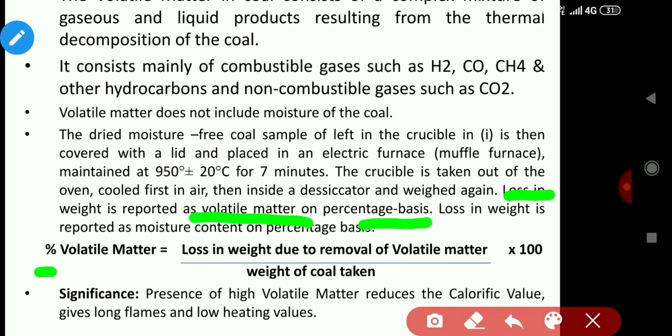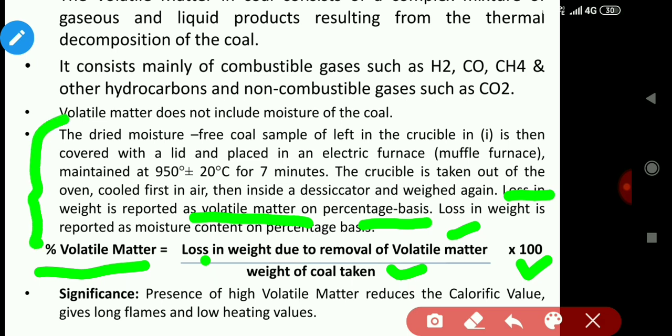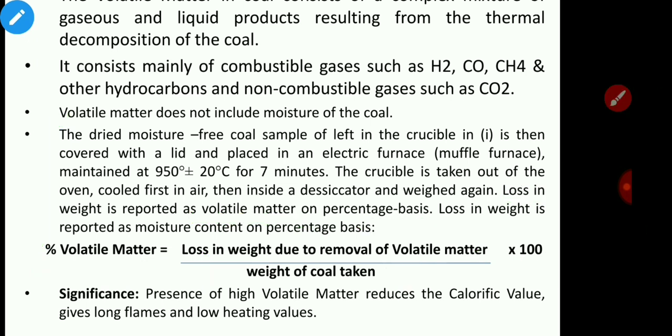सो कैसे फॉर्मूला क्या हो जाएगा, percentage of volatile matter is equal to, again it is a similar formula, loss in weight due to removal of volatile matter upon weight of coal sample taken into 100. So here after the removal of moisture content you have to take the weight of that particular sample as the initial weight, और final weight जब आपने ये कर लिया, पूरा इस प्रोसेस को कर लिया, तो जो फाइनल वेट आ रहा है, सो उन दोनों में का डिफरेंस जो आएगा वो लॉस इन वेट आएगा. And then we have to consider the weight of coal sample taken and then multiply by 100. So this is the way, and we determine the percentage of volatile matter.